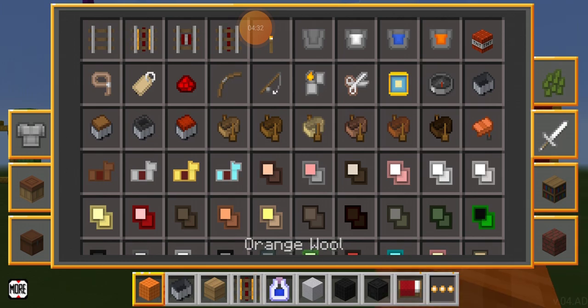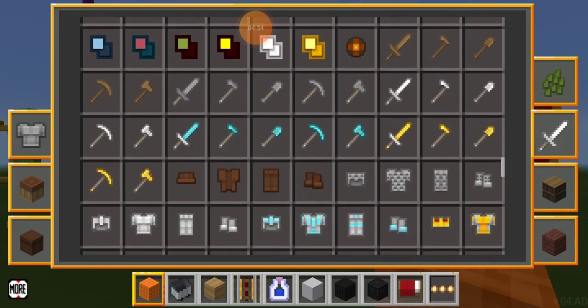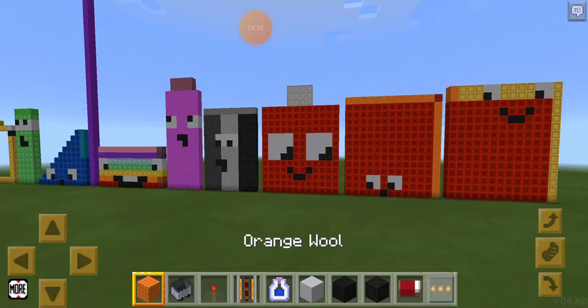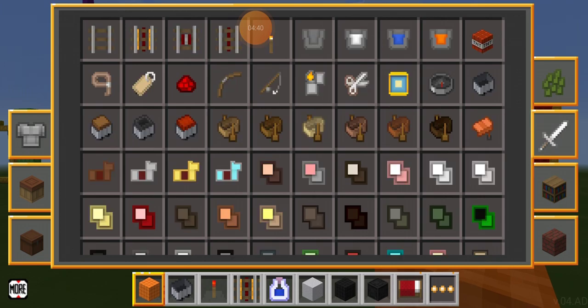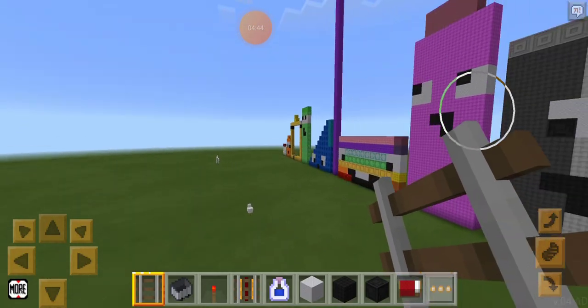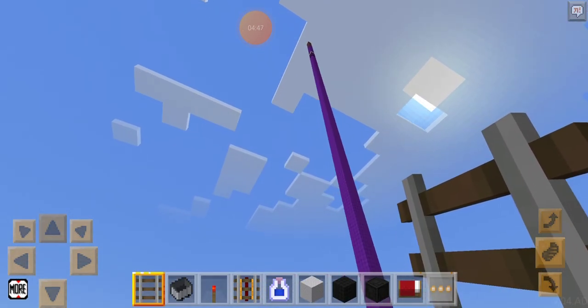Road wheel and redstone torches and orange rails all around the number blocks should do.